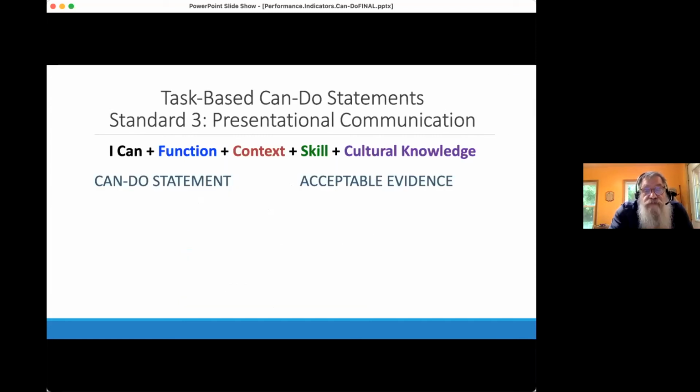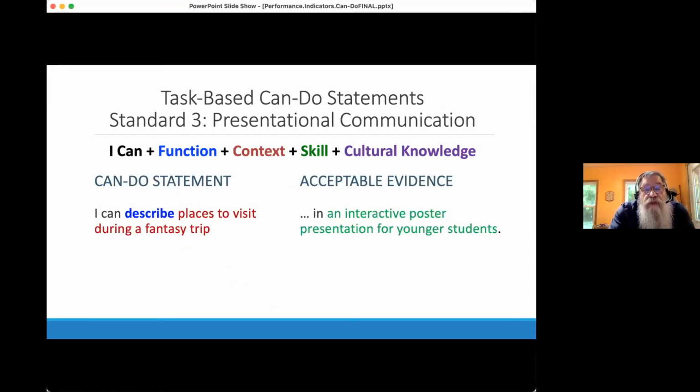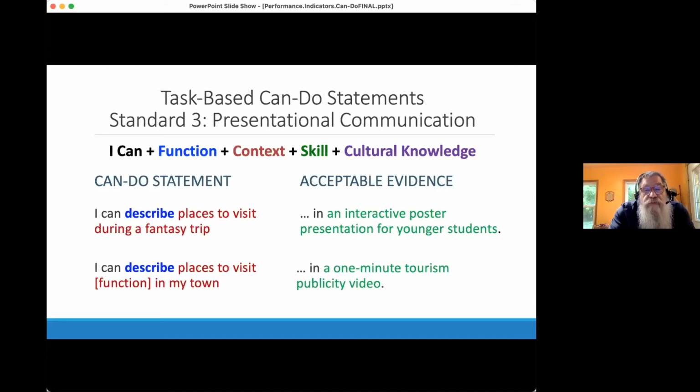So we take the stem of our unit can-do statement. I can describe places to visit during a fantasy trip in an interactive poster presentation for younger students. So this is something that a task by which they could evidence achievement of the proficiency target. And I can describe places to visit in my own town in a 1-minute tourism publicity video. So that would be the means by which they describe the places to visit in their town.